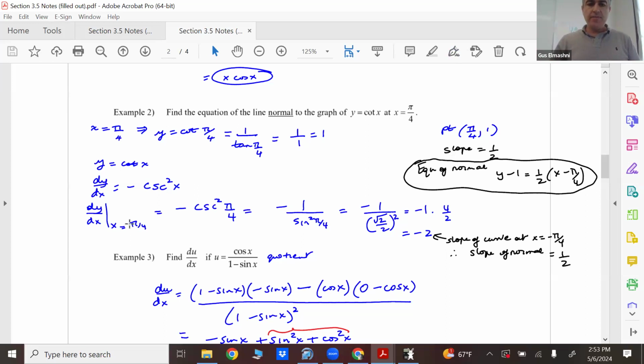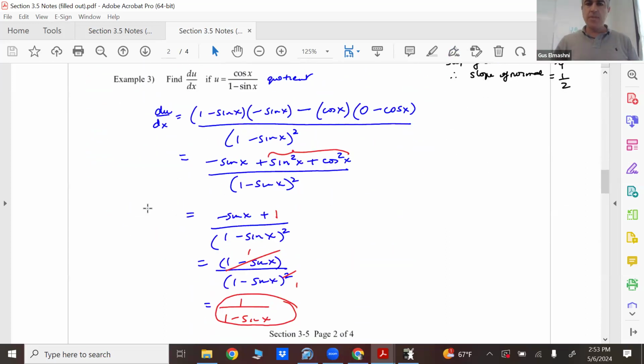Okay, then here, that's just a quotient rule. Easy peasy again. You have cos x over 1 minus sine x, so take the derivative. Remember low D high: the derivative of cosine is negative sine, and the derivative of 1 minus sine x is negative cosine x. Boom, boom, boom. Work it out. You should get sine squared plus cosine squared, which is 1. We know this. And then do some simplification.